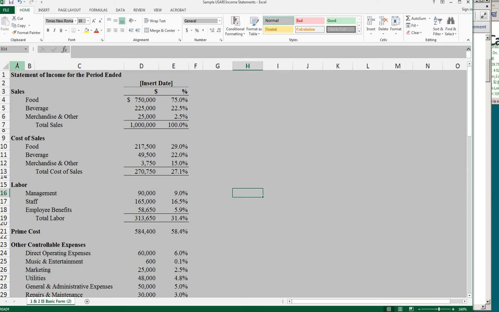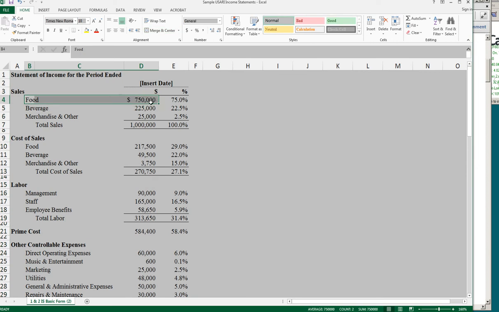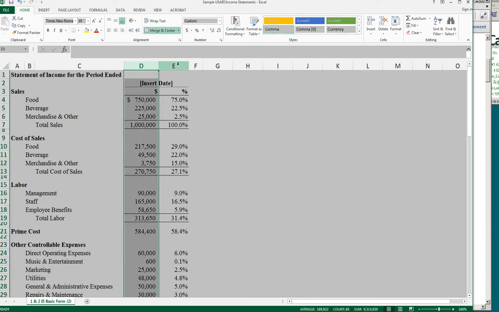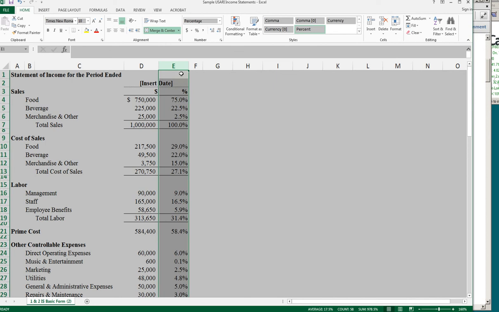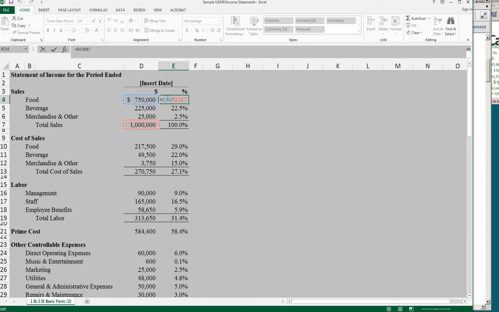Okay, so what the line item is, and then the dollar amount for that line item. So there were, in this case, $750,000 worth of food sales during the period. Okay, so that's the dollar amount. And then the next column over is a common-sized income statement. Common-sized means that each line item is put into a common size of percentage of total sales. So you'll notice here that this is food sales as a percentage of total sales.